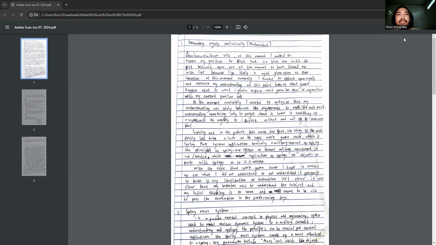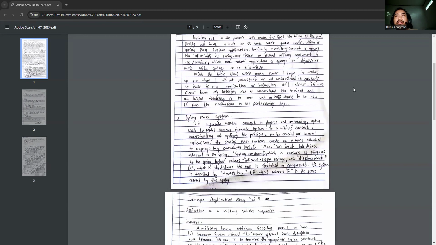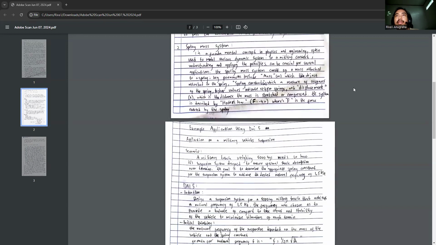With the topic that we're going to cover, I hope that it makes up for what I did not understand properly back then. Even if my utilization and instruction were unclear, it was clear that my intention was to understand the subject, and my initial thinking was to learn and observe to be able to pass the evaluation in the forthcoming days.